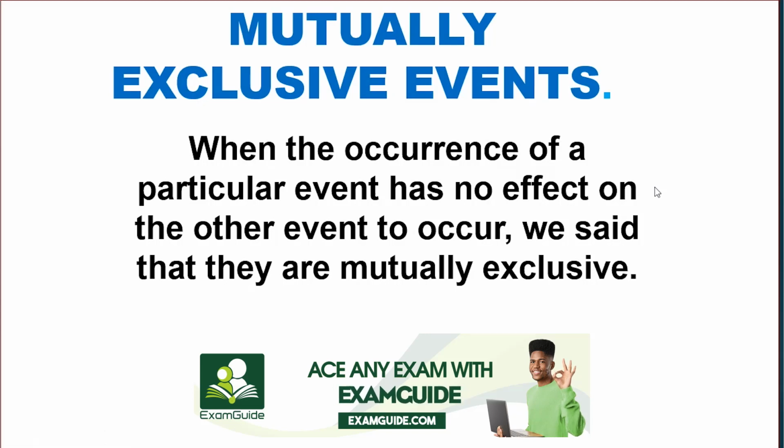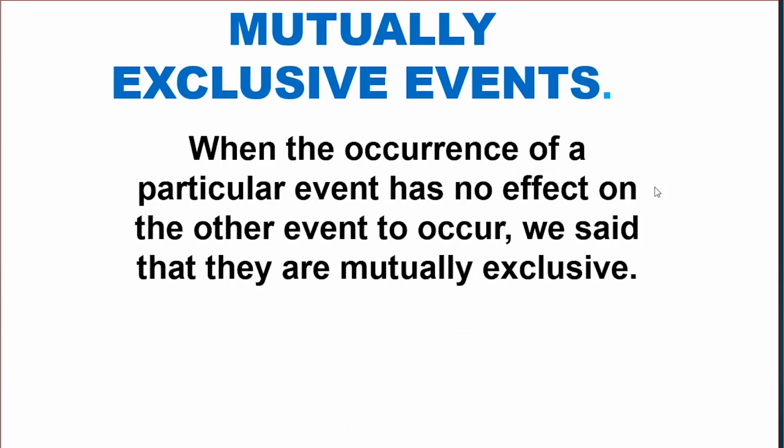Mutually exclusive events: when the occurrence of a particular event has no effect on the other event to occur. We said they are what? Mutually exclusive. If event A occurring has no effect on event B occurring, both A and B are mutually exclusive.